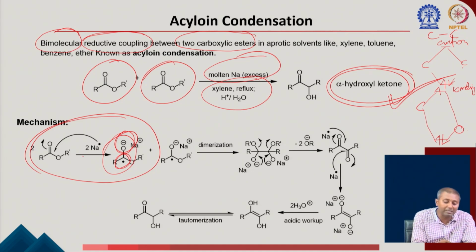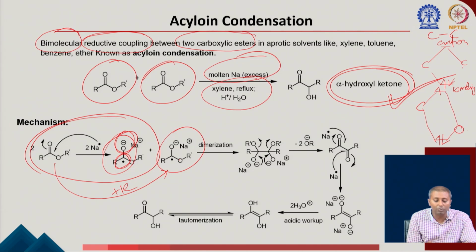So now what is happening? This is a bimolecular reaction. Sodium is reducing the ester, forming this C dot O minus. Another ester also takes 1 electron and forms the same species. Now 2 of these can form a dimer. We already talked about that: the radical can form a dimer, correct? Radical dimerization is a reaction I have already discussed before. So the dimer formation happens first.